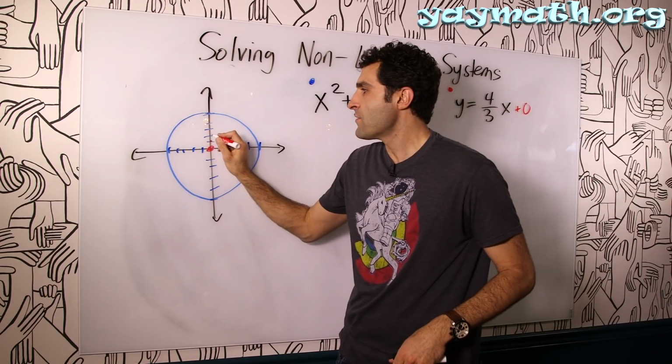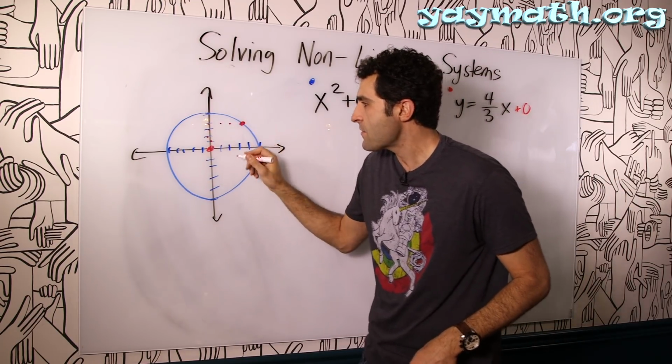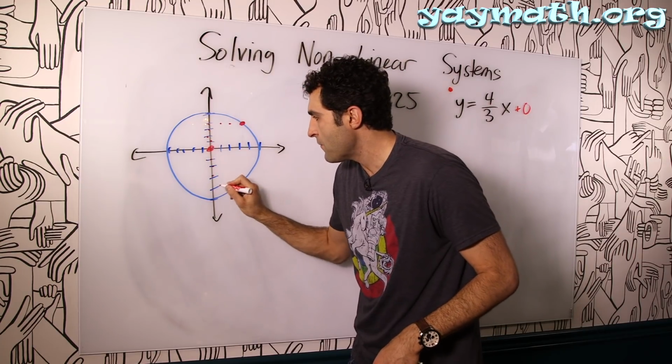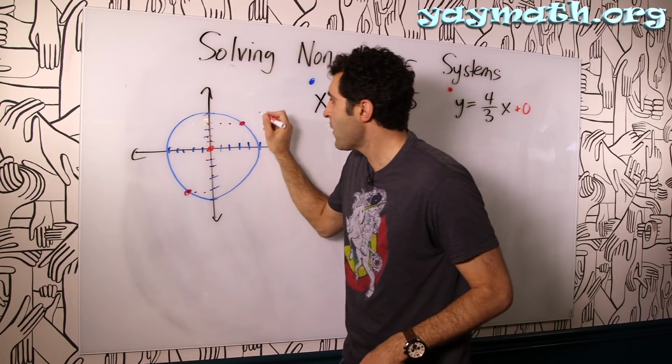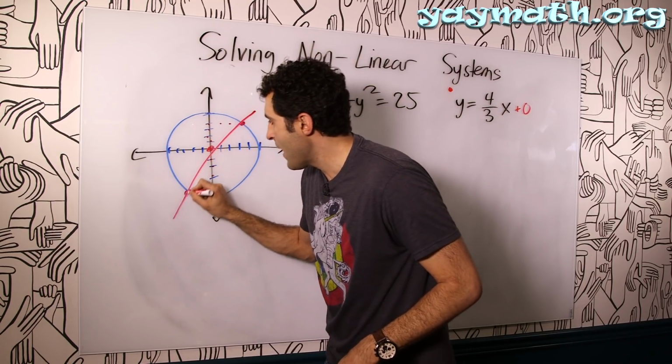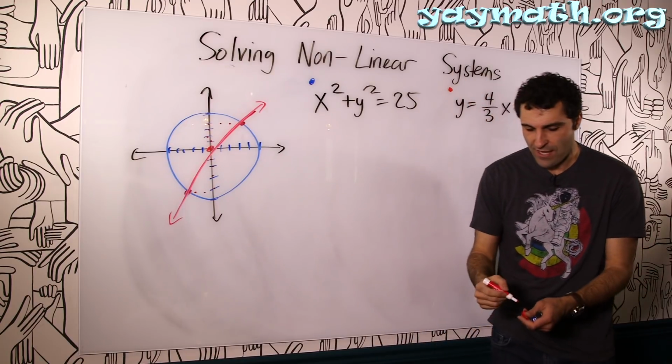Up 1, 2, 3, 4, positive, and right 1, 2, 3. And down 1, 2, 3, 4, and left 1, 2, 3. And you're going through. And as we did in our first scenario, we have 2 points of intersection.